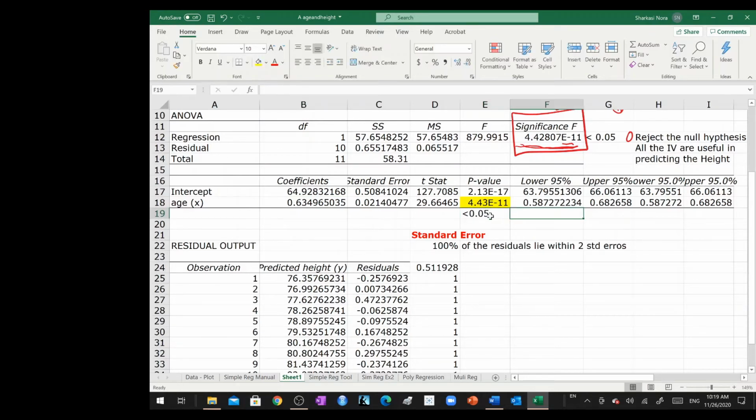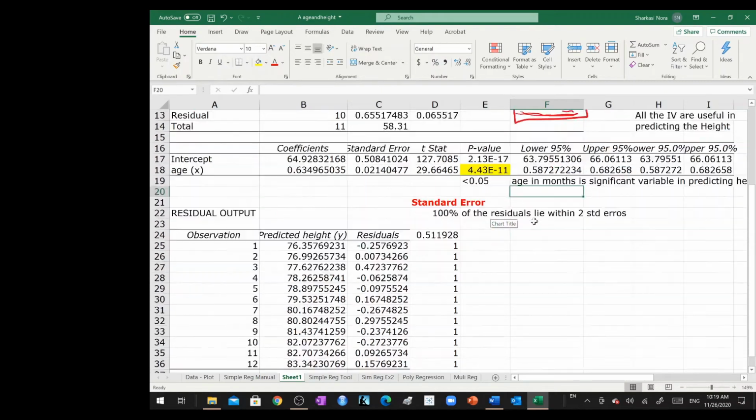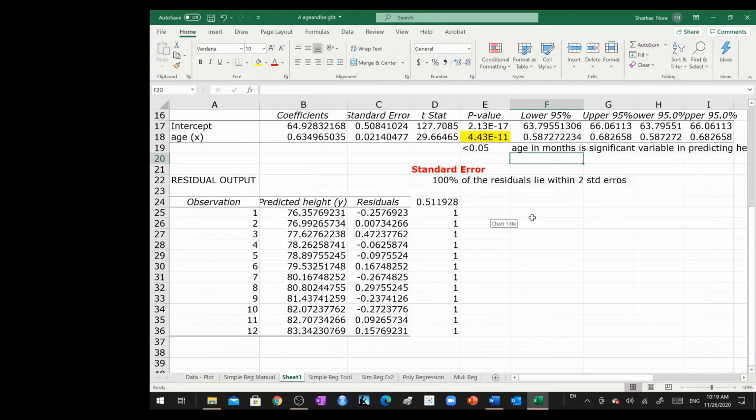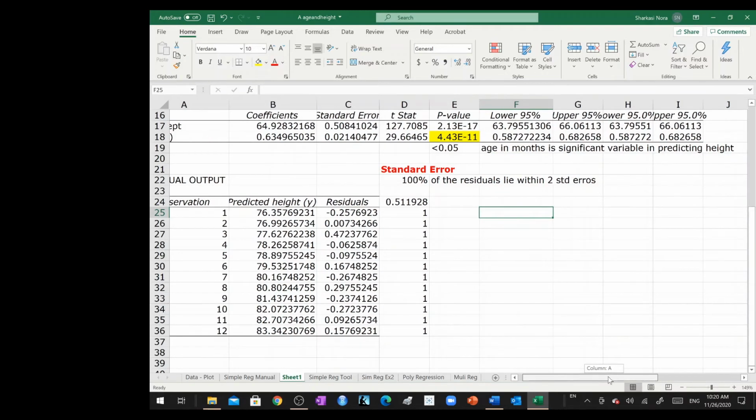So this is less than 0.05. So the variable age in months is a significant variable in predicting height. All right. Now let's talk about interpreting. For interpreting the coefficient, let me walk you through it one by one.